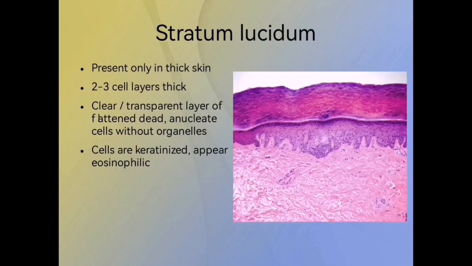So now for the stratum lucidum. The stratum lucidum is only present in thick skin, and it is a clear or a translucent layer, as you can see here. This layer, this one is the stratum lucidum, the clear layer between the stratum granulosum and the stratum corneum. Okay, so these cells, they are dead, flattened, anucleate, and keratinized.